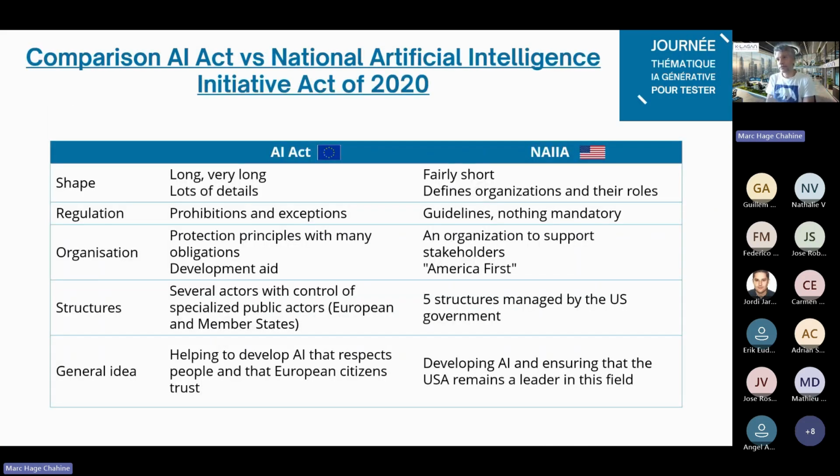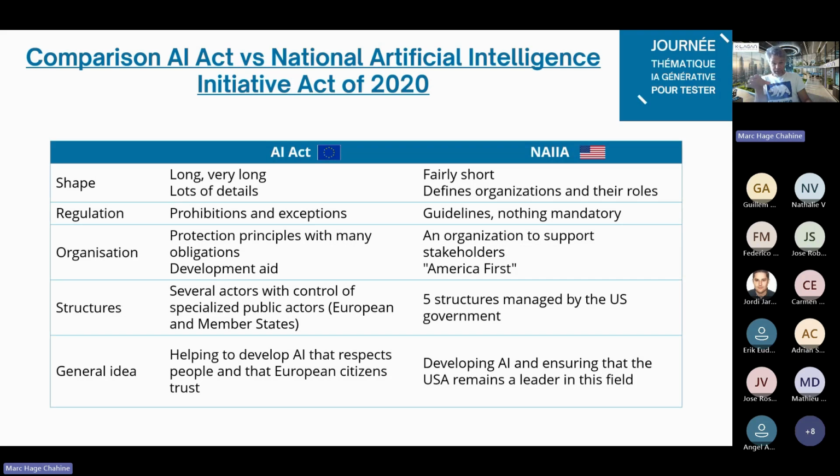So the comparison between the AI Act and NIAC. On the shape, it's totally different. NIAC just gives guidelines and ideology, while the AI Act tries to go deep in details and say how we do it, and really gives limits and how to implement it. There are prohibitions with the AI Act and some exceptions to the prohibitions. With NIAC, there are just guidelines. The structures are more complex in the AI Act, but it's linked to the European Union, unlike NIAC.